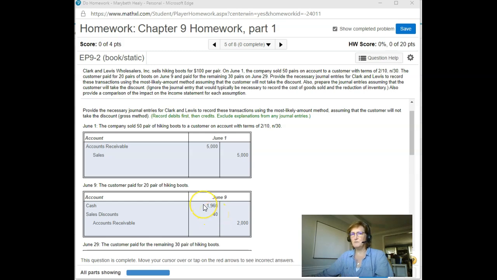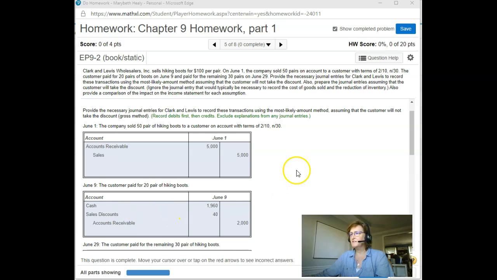And then the cash coming in, of course, they don't have to pay that discount, right? And so the cash coming in is $1,960. Okay, what is this sales discount? This is a contra revenue account. Normally, revenue has a credit balance. This is a contra account, so it has a debit balance.